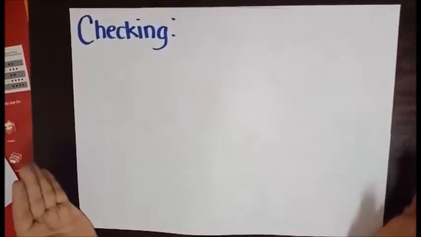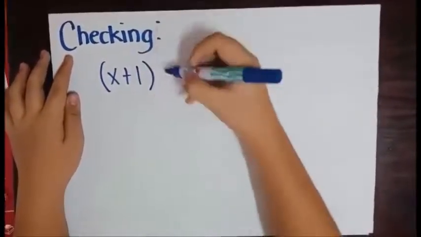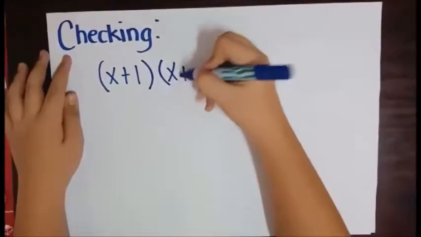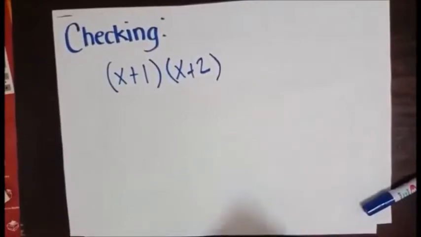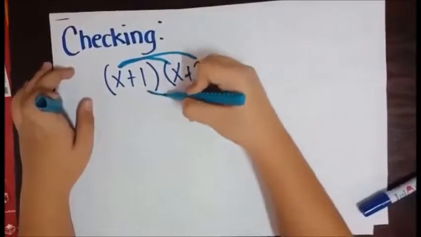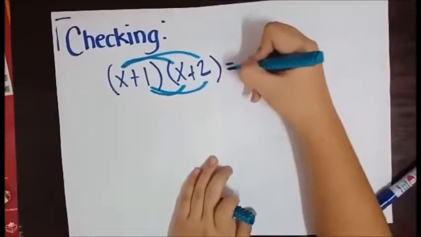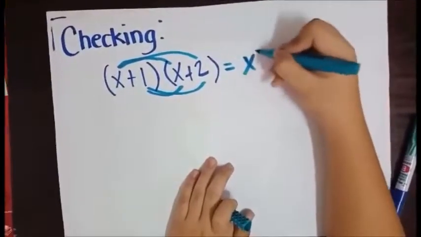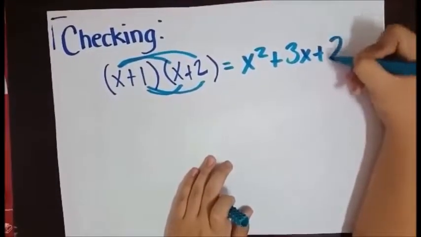To find out if our answer is correct, we will check using the FOIL method. First, write x plus 1 and then x plus 2. After that, we will distribute x to x, x to 2, 1 to x, and 1 to 2. And the result is x squared plus 3x plus 2.